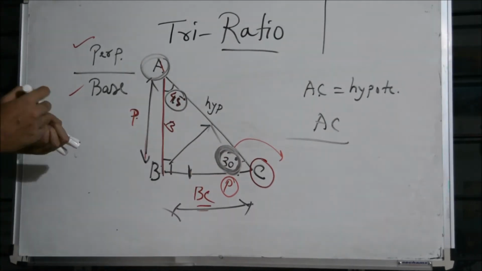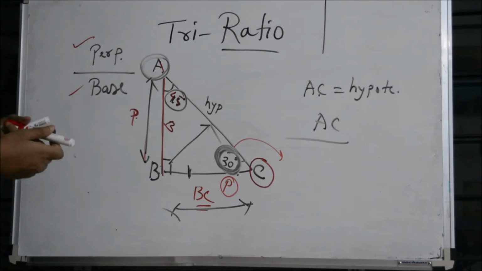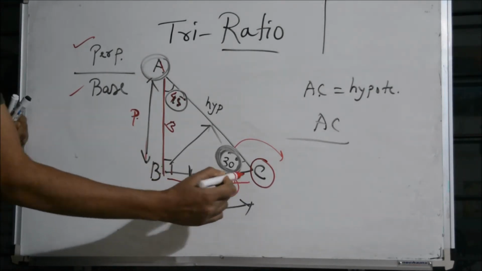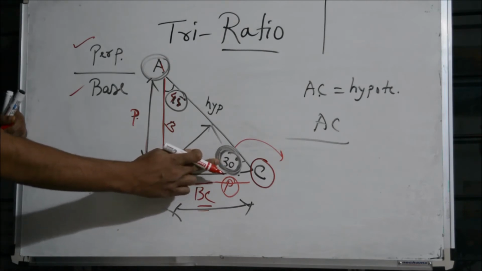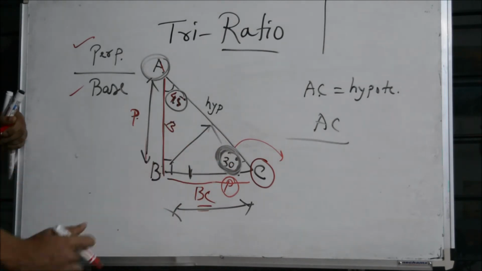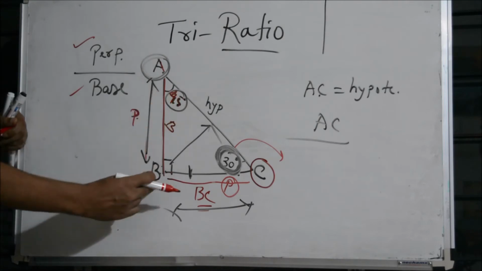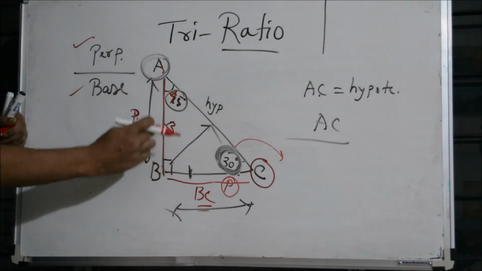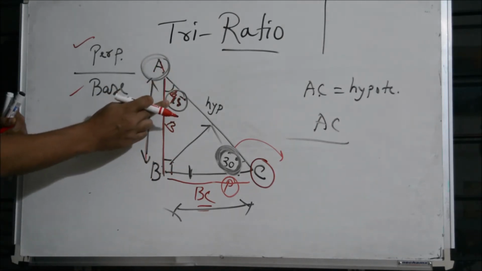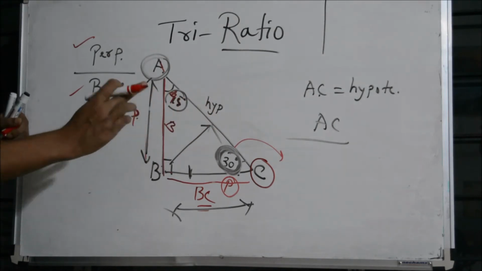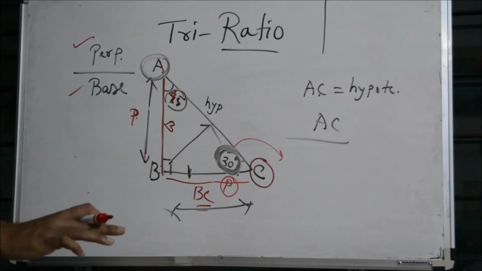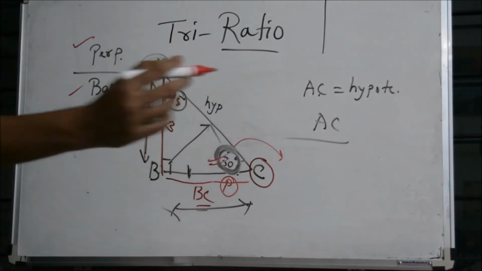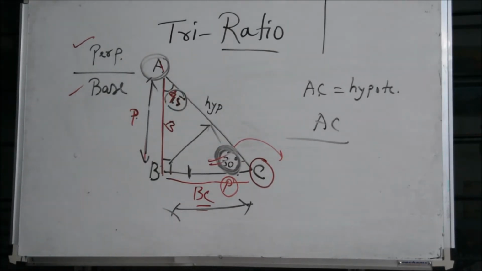The line that makes that 30 degree angle with the hypotenuse is the base. If we consider 45 degree, the line AB that makes the 45 degree angle with the hypotenuse is the base. So base and perpendicular will change with respect to their respective angles. Are we clear now? Okay.